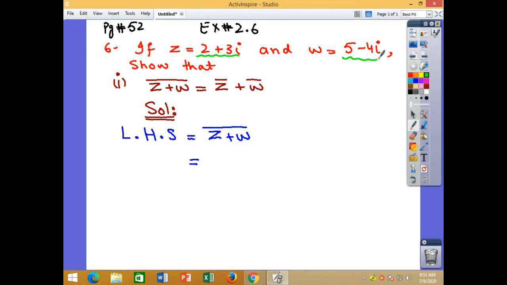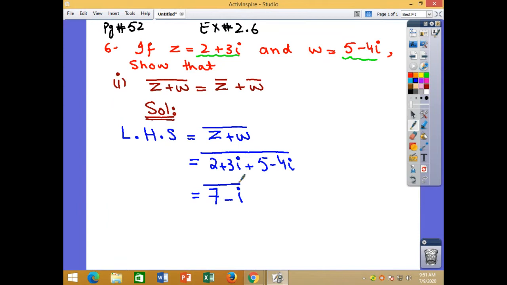We write, instead of z, 2 plus 3 iota, instead of w, 5 minus 4 iota. 2 plus 3 iota plus what is w? 5 minus 4 iota. And there is a conjugate on the whole value. Now we add these terms. How do we add? We add real term with the real term, that is, when 2 is added with 5 it becomes 7, and when we subtract 4 from 3, we get negative iota, and there is a conjugate sign upon it.